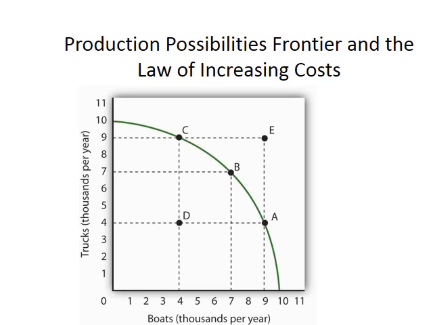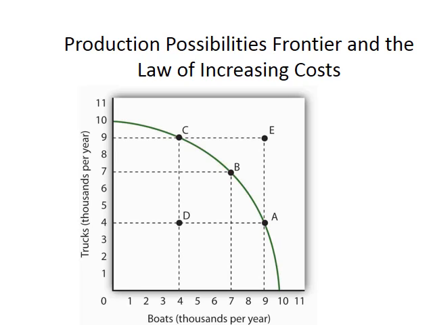Finally, to squeeze out the final possible 1,000 boats that my economy is capable of producing, I had to give up the last 4,000 trucks, leaving me with no trucks at all. At that point, all available land, labor, capital, and entrepreneurship had been transferred to boat producing, leaving none for anything else. This works the other way around, of course.